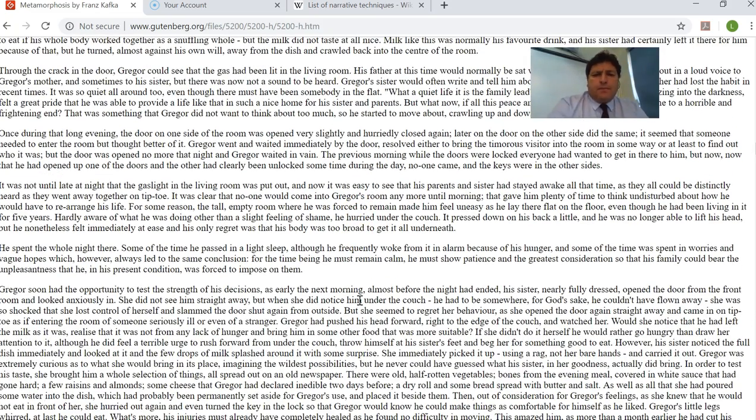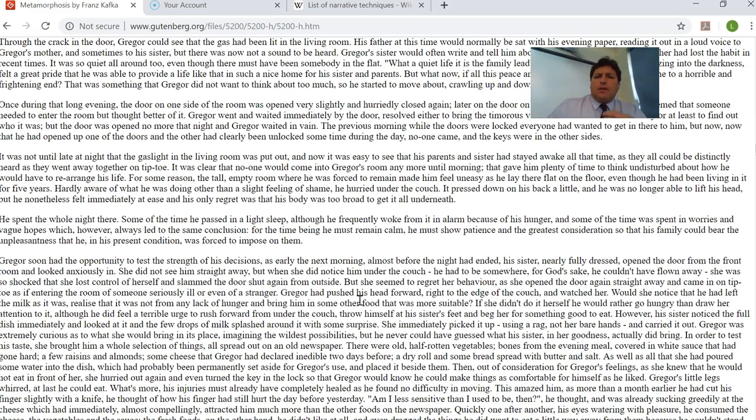It goes on, and we get another issue where Gregor no longer has that human way of being. It was not until later at night that the gaslight in the living room was put out, and now it was easy to see that his parents and sister had stayed awake all that time, as they could be distinctly heard as they went together on tiptoe. It was clear that no one would come into Gregor's room any more until morning. That gave him plenty of time to think undisturbed about how he would have to rearrange his life. Now he's starting to get it.